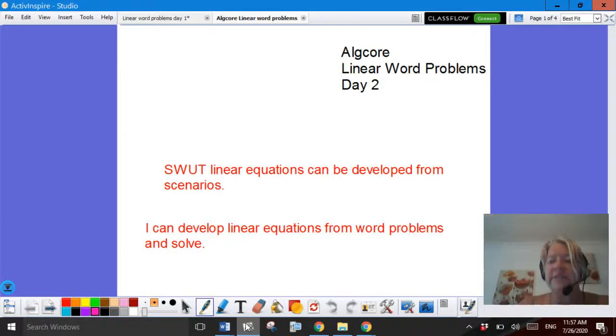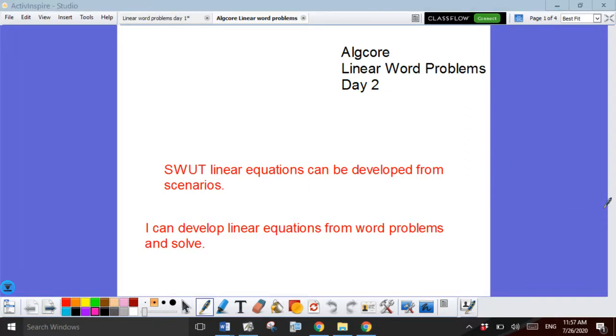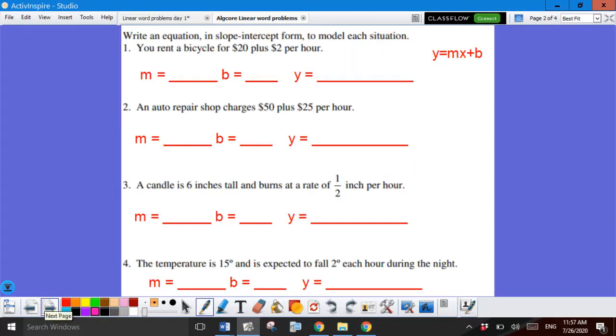All right, so today you're going to be practicing developing linear equations from a scenario. So this is really going to be kind of a matching day where you have to be able to get those word problems analyzed and create the equation. Okay, so to help us with that, we're going to do just a few problems together.